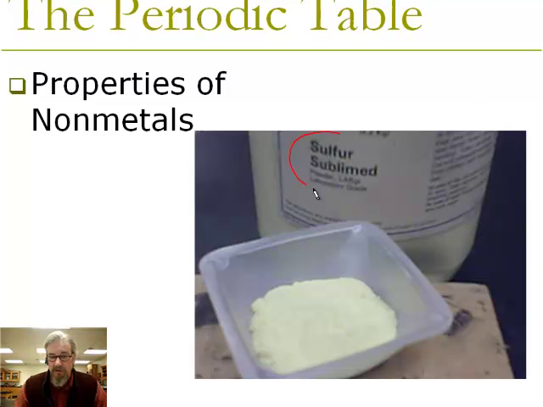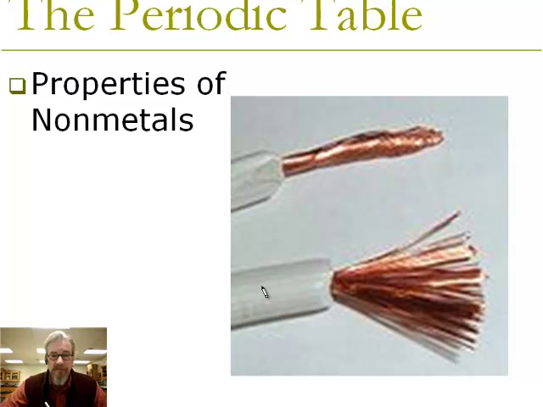In contrast to being shiny, we see that nonmetals are dull. Like here's some sulfur in a tray here. It's this kind of a dull yellow-colored substance. It doesn't reflect light very well. The opposite of metals. Nonmetals are poor electrical conductors.